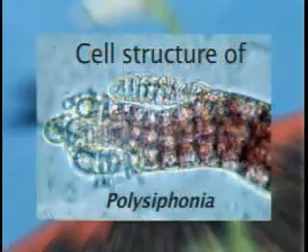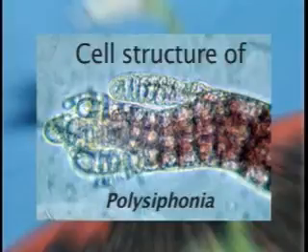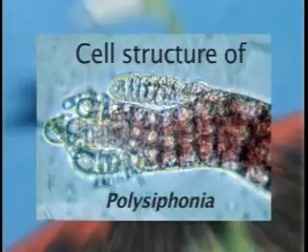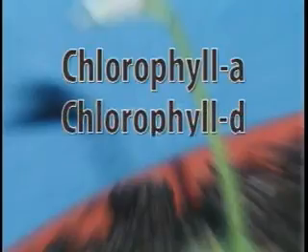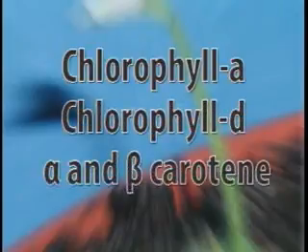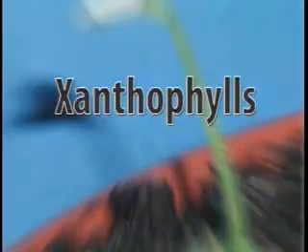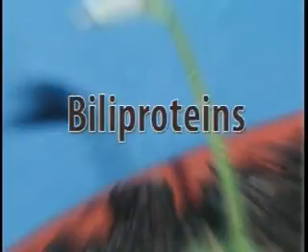Each cell contains a single nucleus, discoid chromatophores, and Floridean starch as a reserve food material. The chromatophores are distributed towards the periphery in the cytoplasm due to the presence of a large central vacuole. Pyrenoids are absent. The photosynthetic pigments located in the chromatophores are chlorophyll a, chlorophyll d, alpha and beta carotene, a few xanthophylls, and biliproteins.